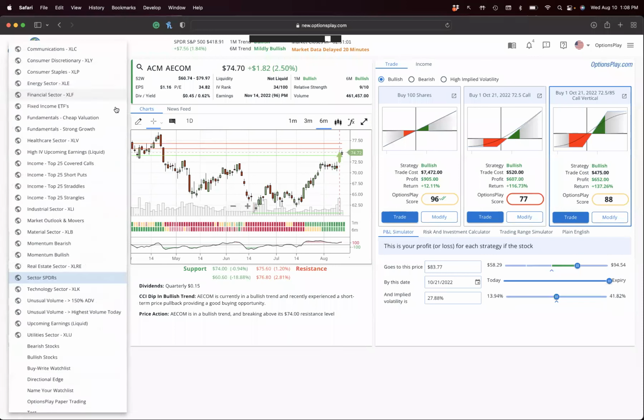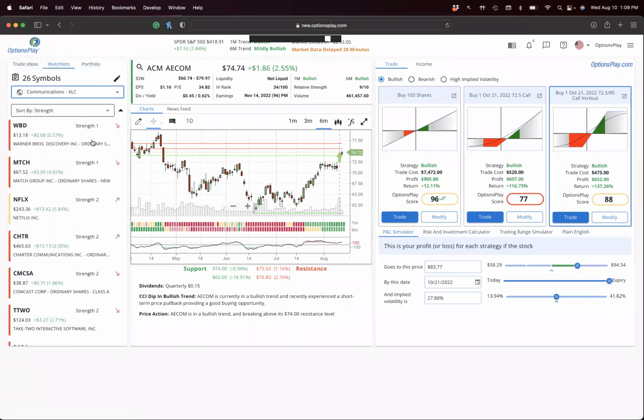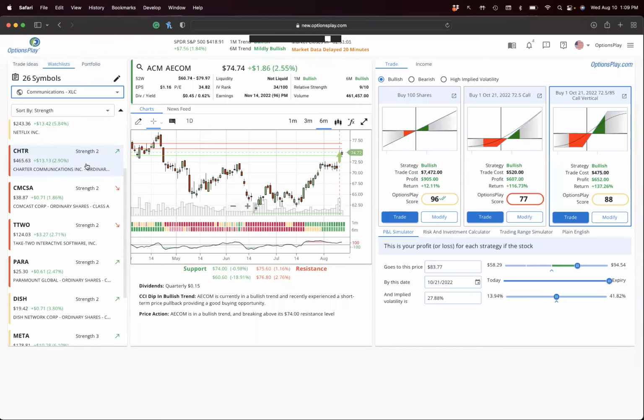And then you can drill down into individual sectors. So if I want to look at communications, I want to know what are the weakest stocks in communications. I can quickly drill down using this watch list tool.